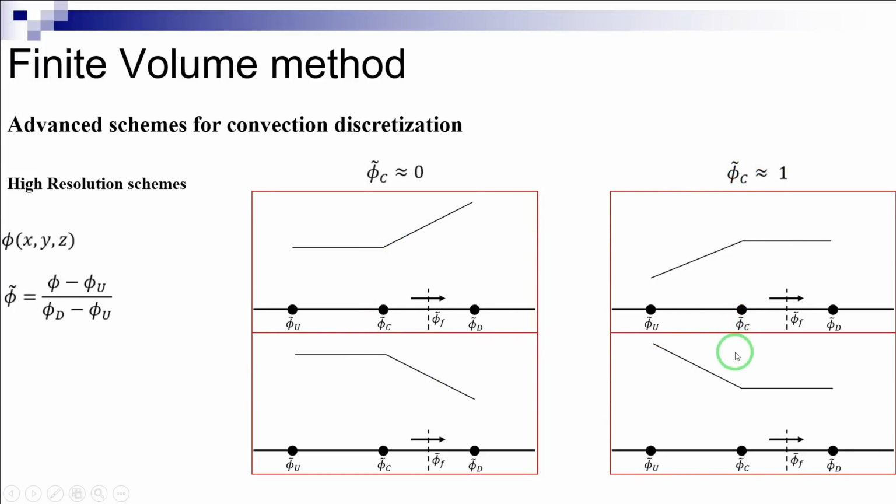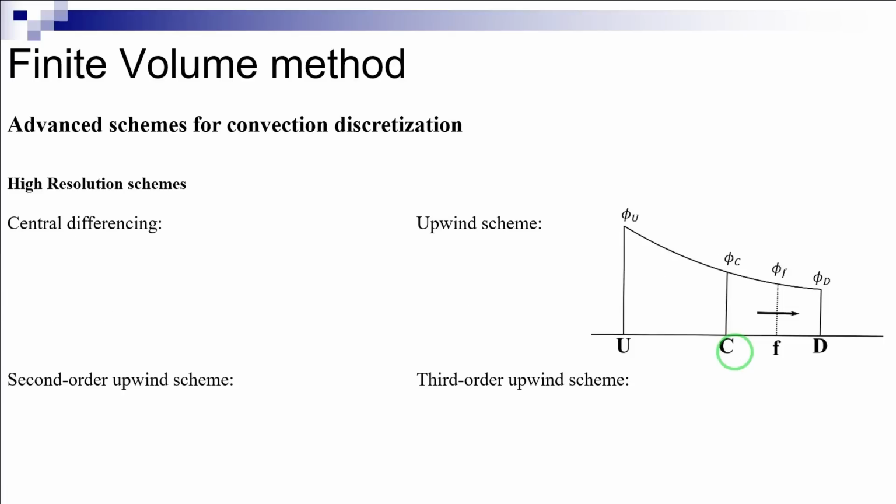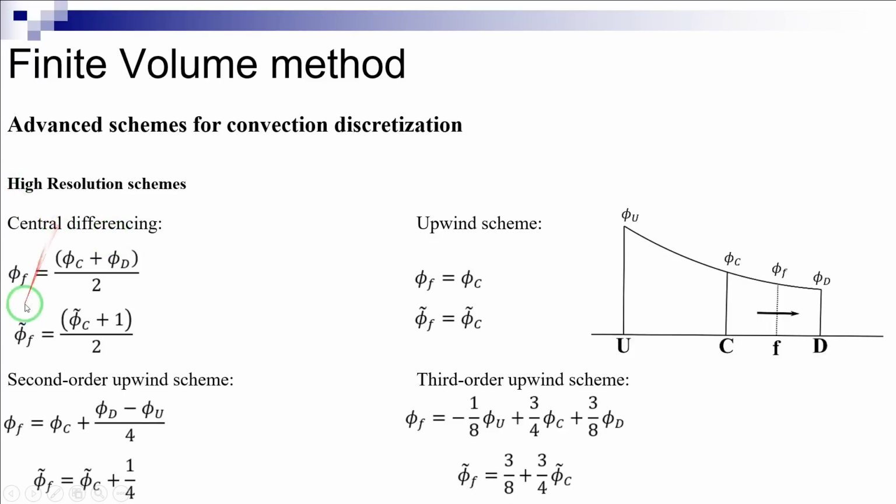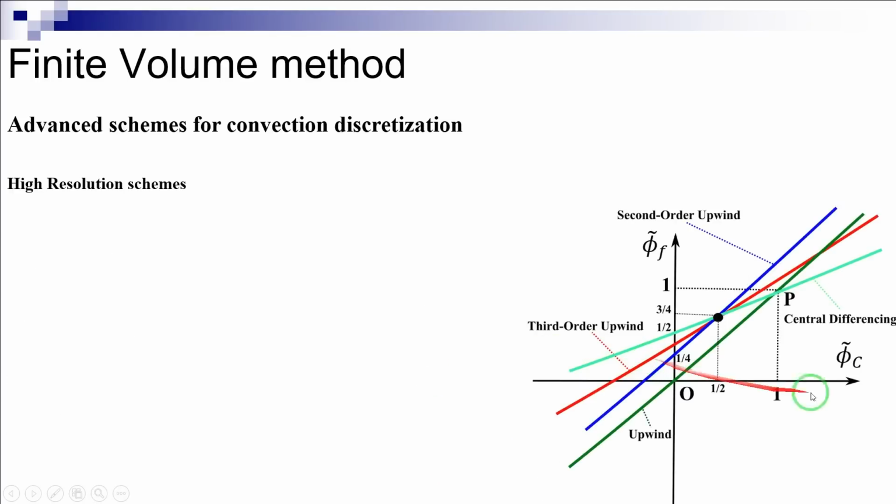Using the normalization, the functional relationships of high-order upwind schemes presented previously are reduced into linear relationships between the normalized phi value at face f, phi tilde f, and the normalized phi value at node c, phi tilde c. For example, the normalized functional relationships of the high-order schemes are as follows: central differencing scheme, second-order upwind scheme, third-order upwind scheme. The normalized face values phi tilde f obtained from these schemes are shown in this plot as a function of the normalized adjacent upstream node value phi tilde c. This plot, in fact, is the so-called normalized variable diagram.